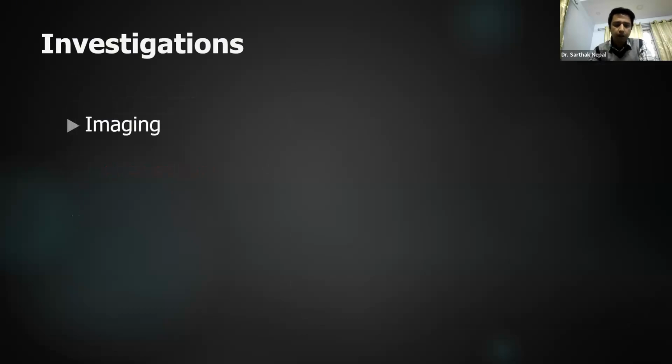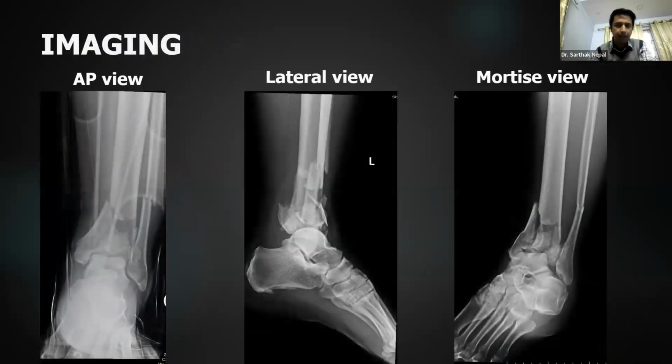So coming after stabilizing the patient, we sent for the imaging. In this patient, we sent for the ankle series, where we sent for the ankle AP, lateral, and the mortise views. The x-rays showed that there is a comminuted fracture at the left distal tibia with intra-articular extension, and there was an associated distal fibula fracture as well.